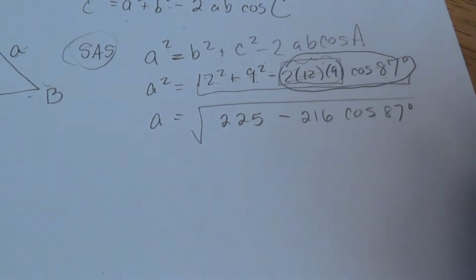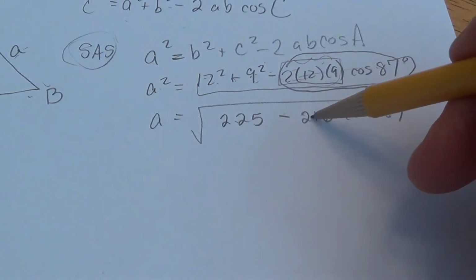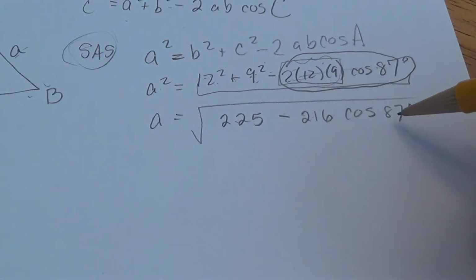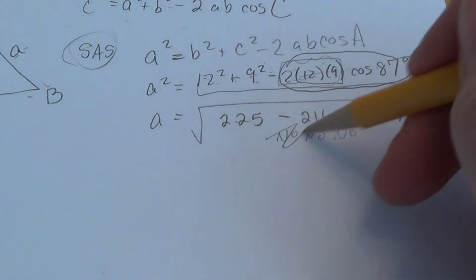And dear Aunt Sally would roll over in her grave if you did that. So I can't take 225 and subtract 216 and continue. No, no, no. Don't even think about it.